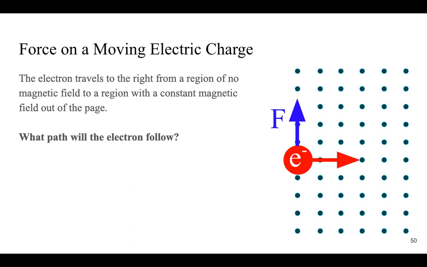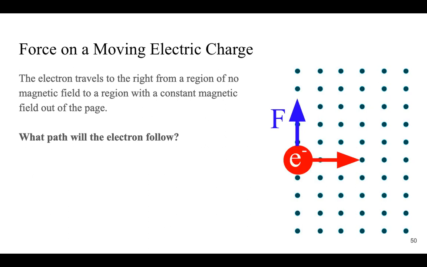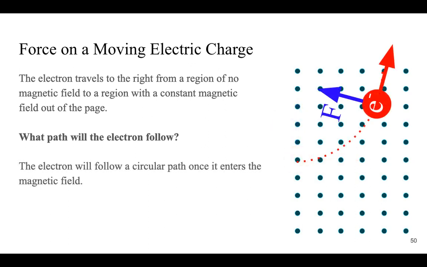So think of this for a second. This electron's coming in here, the electron's going to the right, it feels this force up. What path is this electron actually going to follow as this happens? It's going to follow a circular path, because if we look back, look at this picture compared to this picture, notice that the force is always perpendicular to the direction of travel. Well, this is a centripetal force, so it's going to cause this electron to follow a circular path.